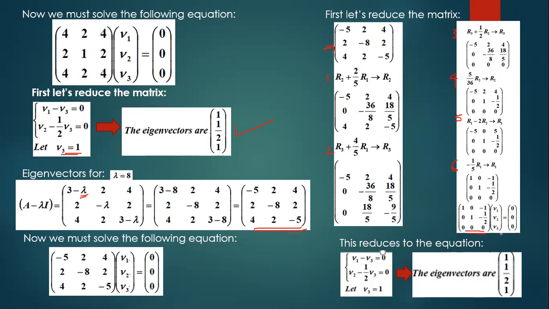Let V3 be equal to, because 0, this shows some singularity in the system. So let V3 is equal to 1. Then the remaining equations become 1, 1 over 2, 1. That is also similar to the previous one.